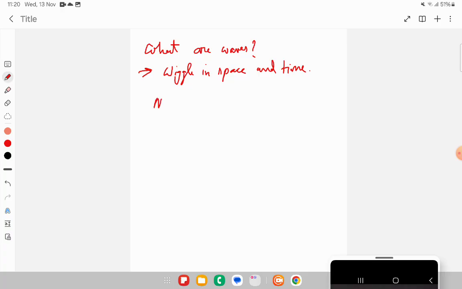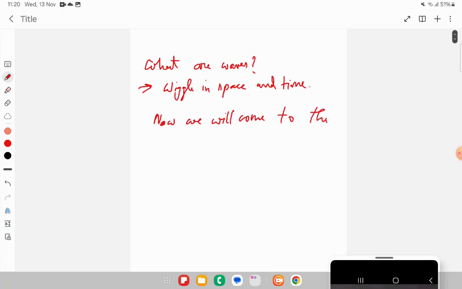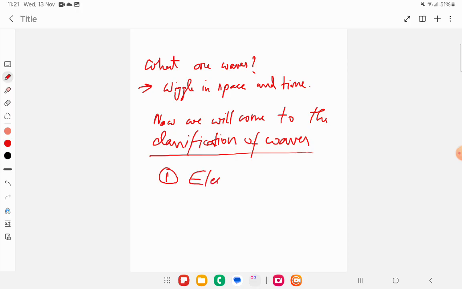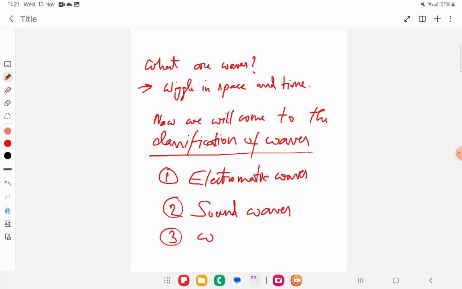Now we will come to the classification of waves. There are three types of waves: electromagnetic waves, sound waves, and water waves.